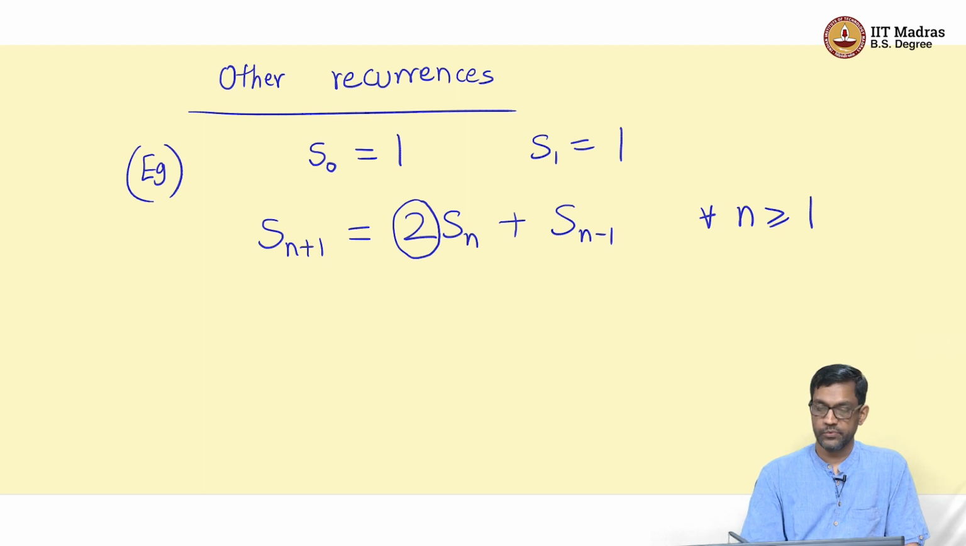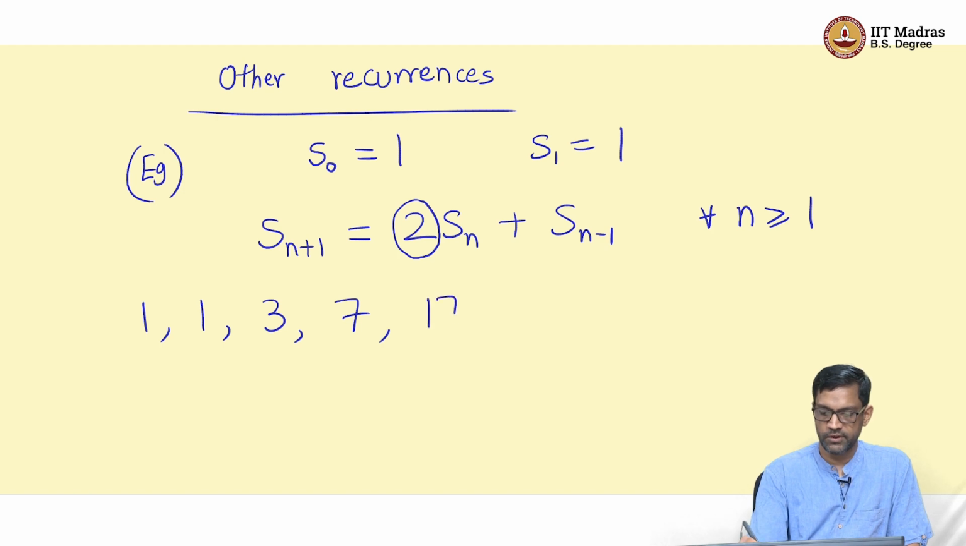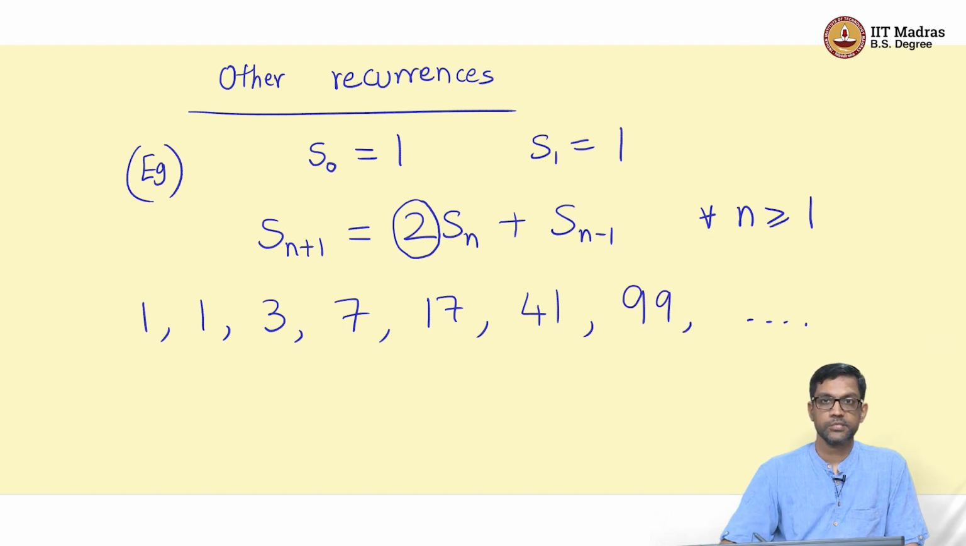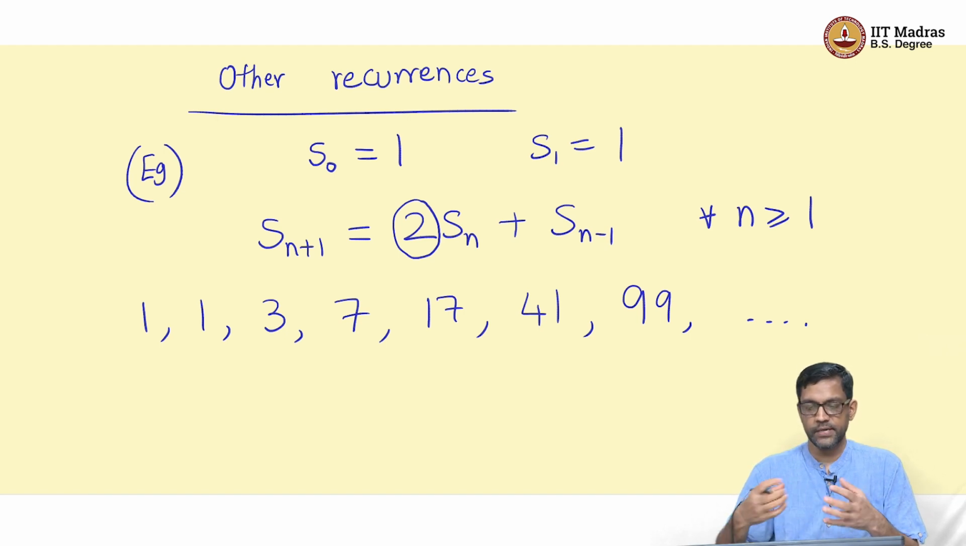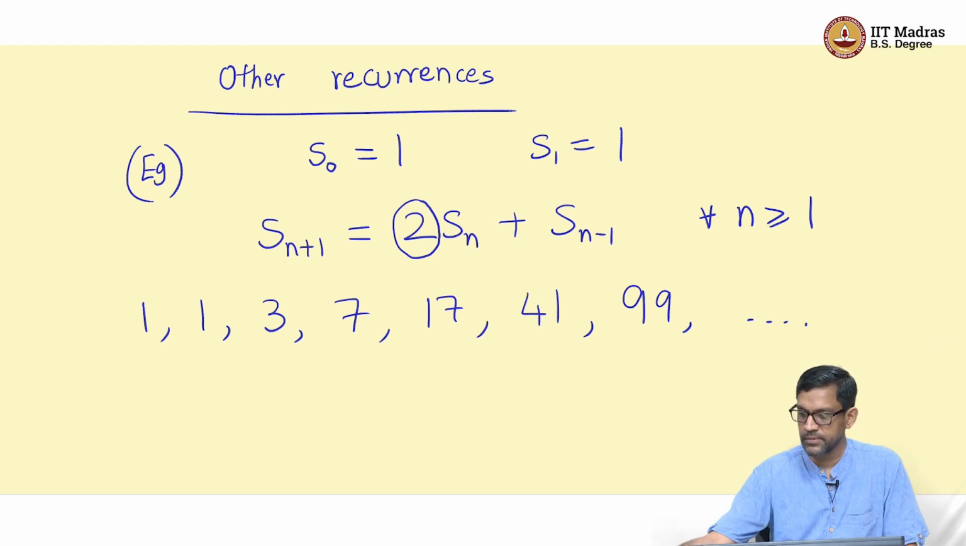So, here is my new sequence. If you write out the first few terms, it is 1, 1, 2 times 1 plus 1 is 3, 2 times 3 plus 1 is 7, 14 plus 3 is 17, 34 plus 7 is 41, 82 plus 17 is 99, and so on. Here is a new sequence where the recurrence is a bit like in the Fibonacci case, where you multiply the two preceding terms by some numbers and add them together.